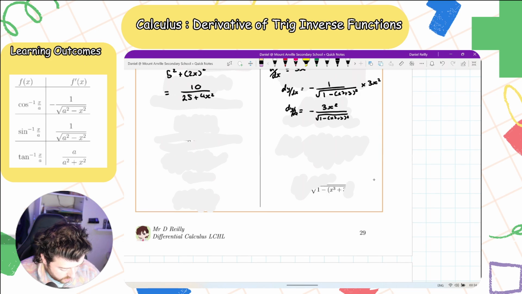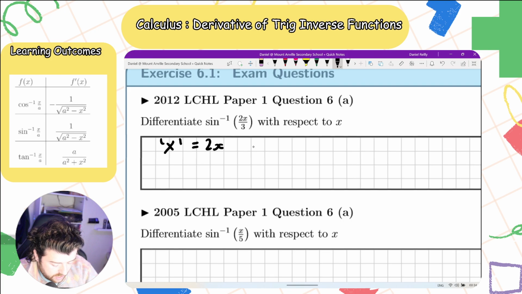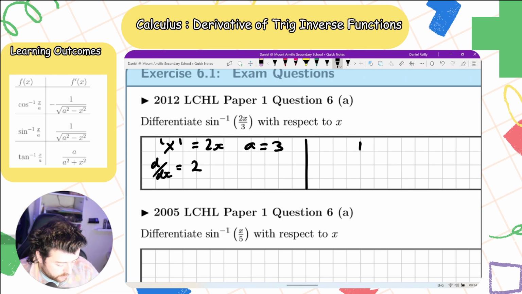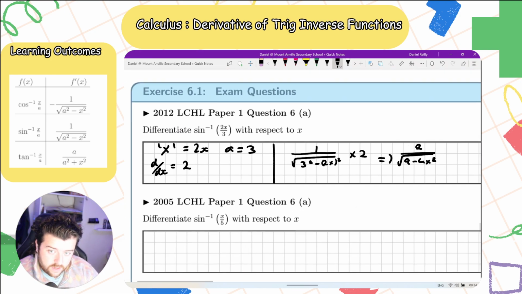So let's have a look at some exam questions here. From 2012: differentiate sine inverse of 2x over 3 with respect to x. Well, my x in my formula, my numerator, is going to be 2x. My denominator is going to be 3. My little derivative here is going to be 2. So the answer is going to be 1 over the square root of 3 squared minus the numerator squared, times the derivative of the angle, which is 1 over root 9 minus 4x squared times 2. Put the 2 on top here. That's 2 over the square root of 9 minus 4x squared.